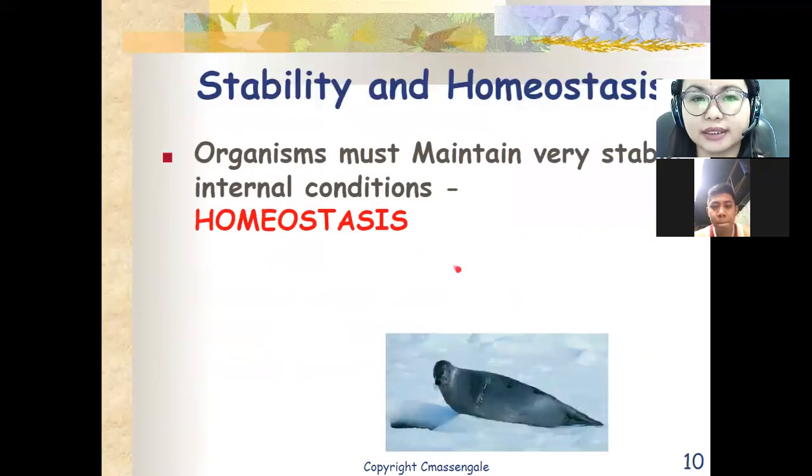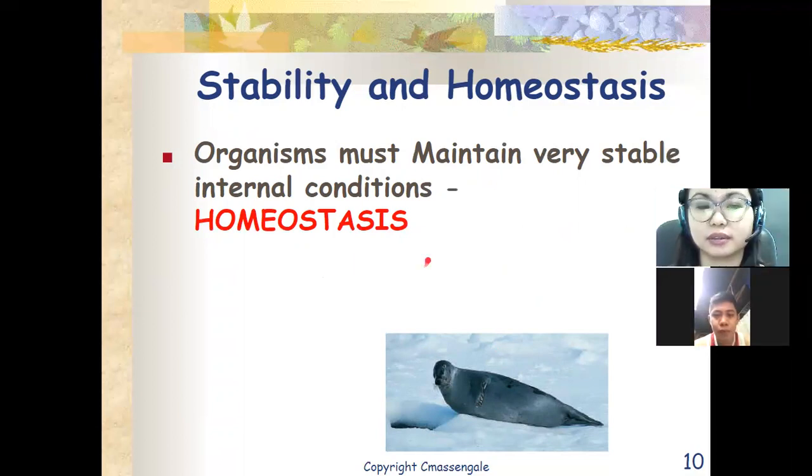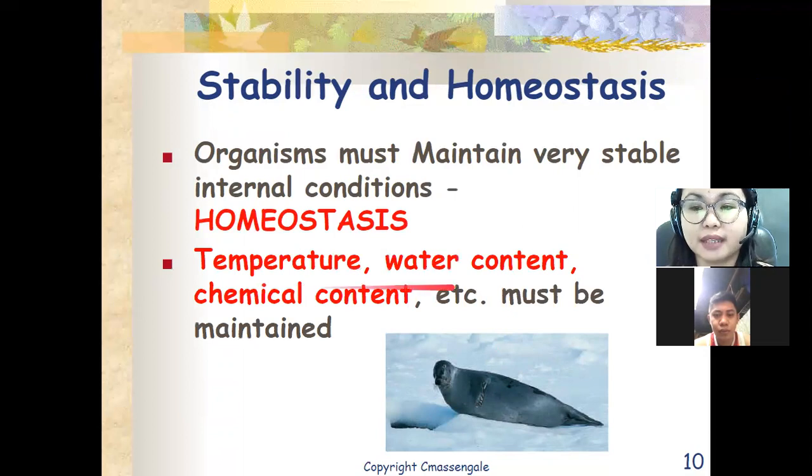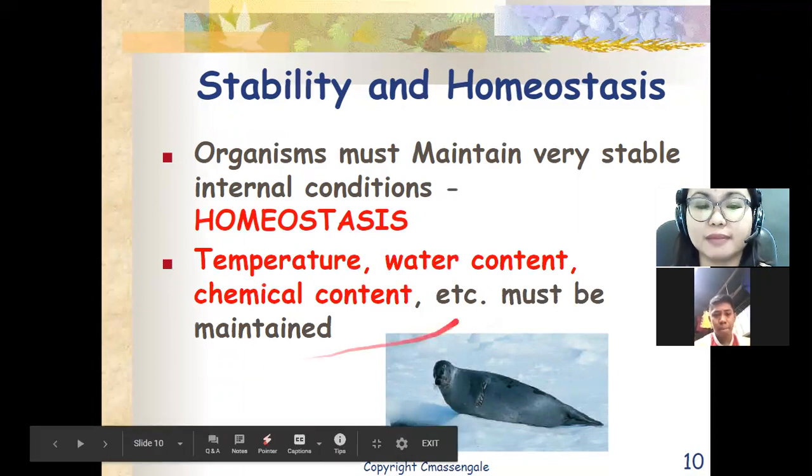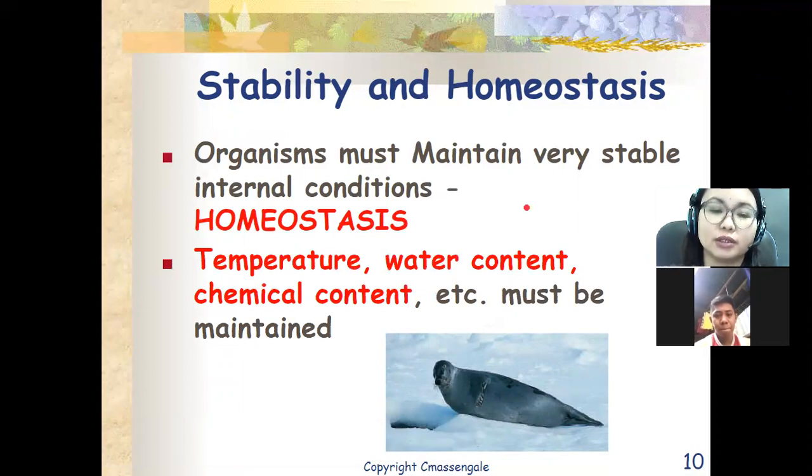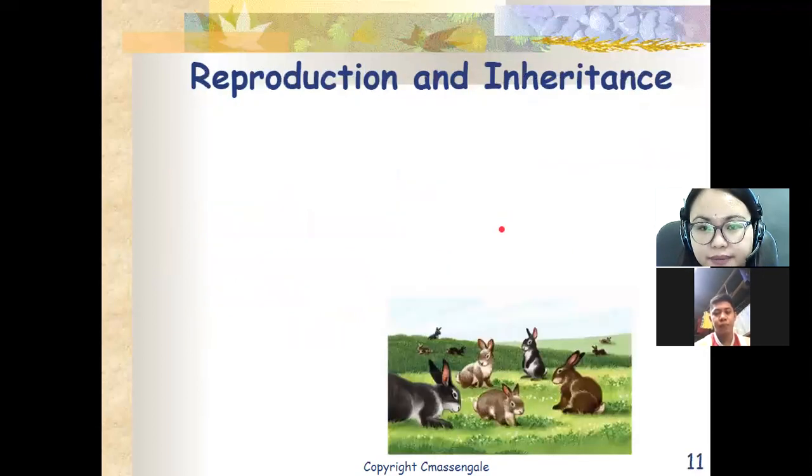Let's talk about stability and homeostasis. An organism must maintain very stable internal conditions called homeostasis. So it's about balance. We are mainly affected by temperature, water content, chemical content, and others, which must be maintained. Likewise, human beings contain more or less 50% or more water, and so do plants and animals.